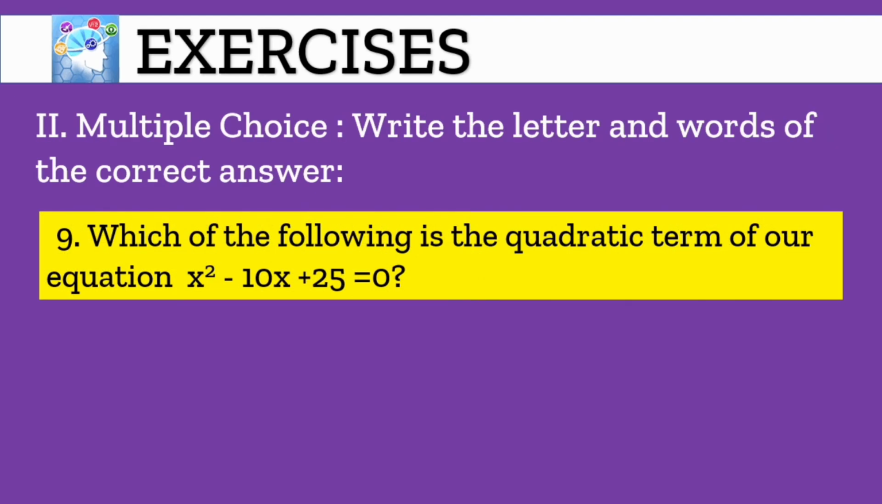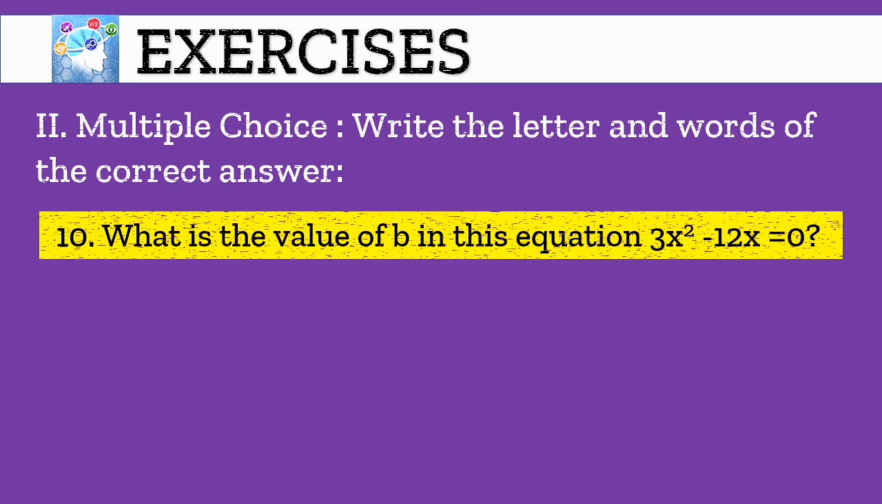Number 9, which of the following is the quadratic term of our equation x squared minus 10x plus 25 is equal to 0? What is the quadratic term? Is it A, 0, B, negative 10x, C, x squared, or D, 25? So the answer is, okay, the answer is C.